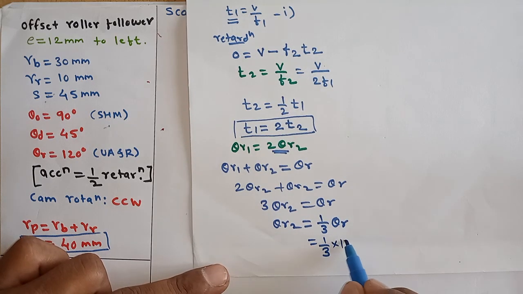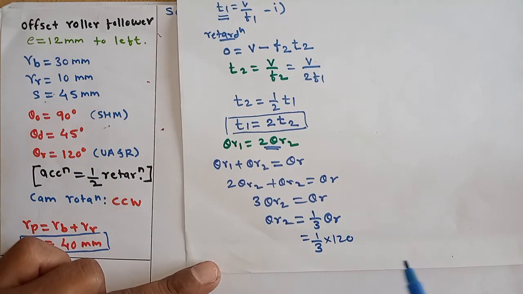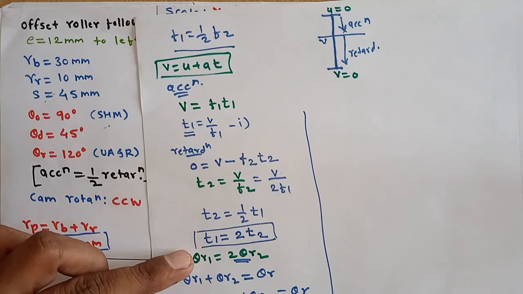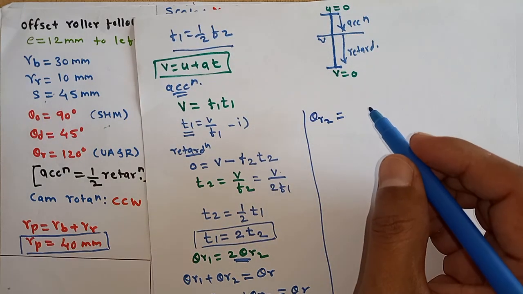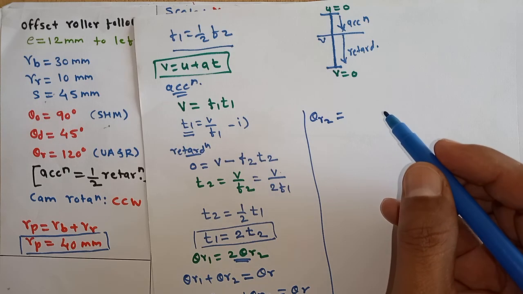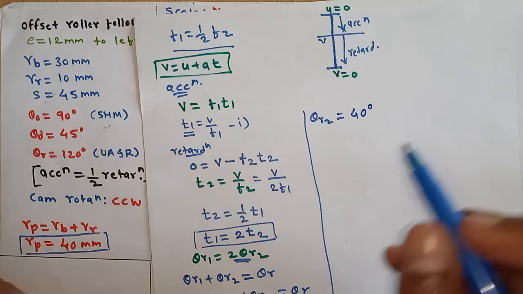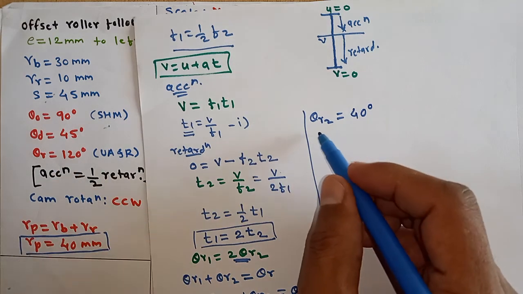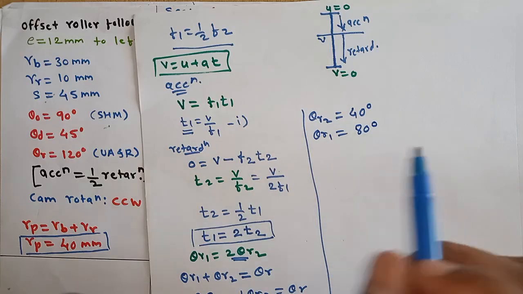and the total return stroke angle is 120 degrees. So we get theta r2 as 120 divided by 3, 40 degrees, and theta r1 is 120 minus 40, it is 80 degrees.